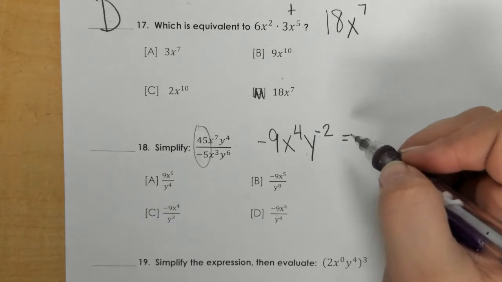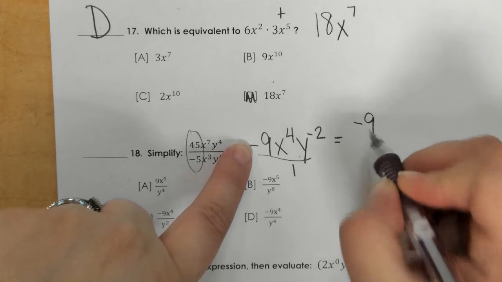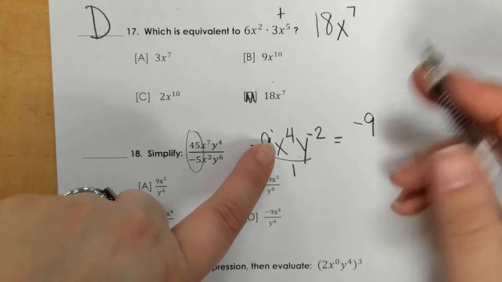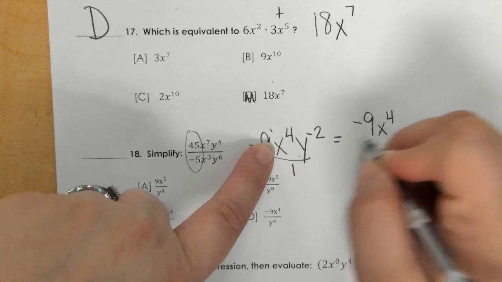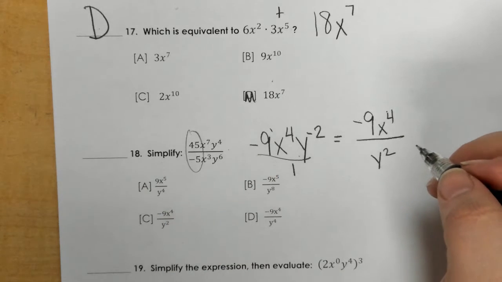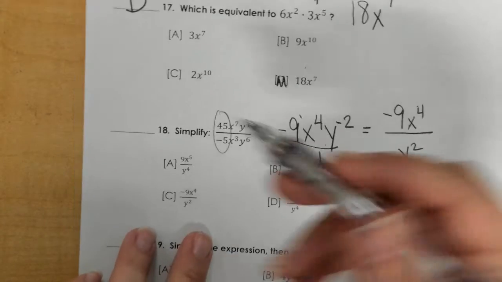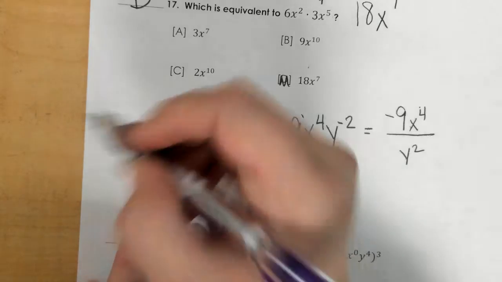We just move our negative exponents. So this negative 9 will stay as a positive 1 exponent. X to the 4th will stay. But y squared moves to the bottom of the fraction. So if I compare, looks like C is our solution.